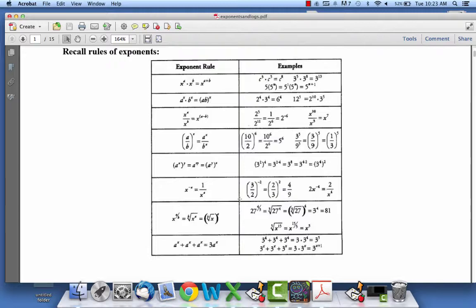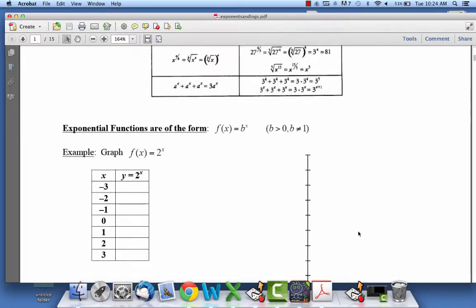So this is just kind of a review of exponents and logs. It's an extensive one, but use it as you need it, I suppose.